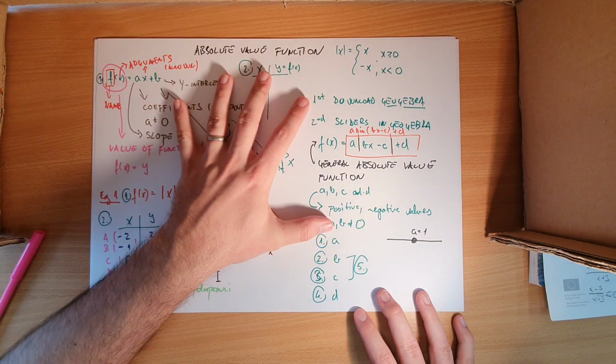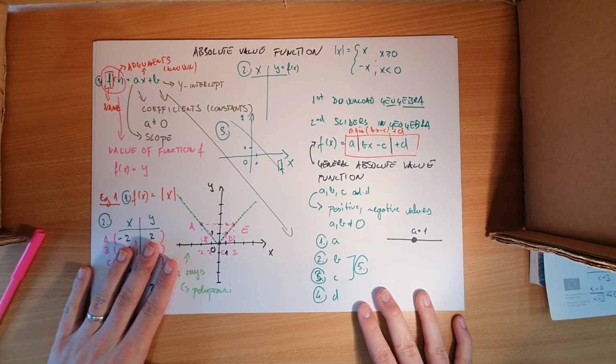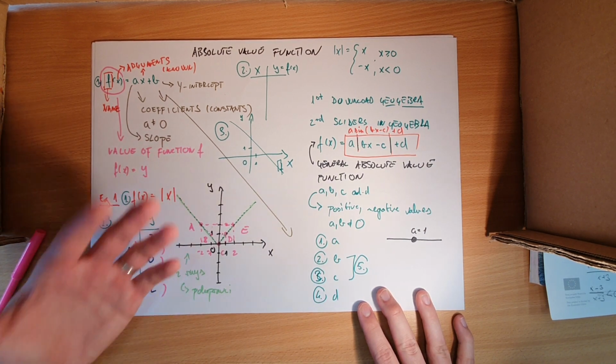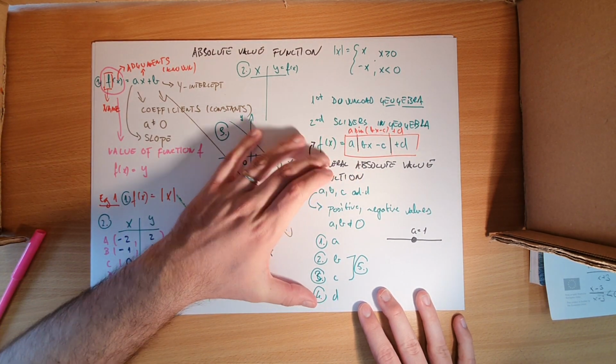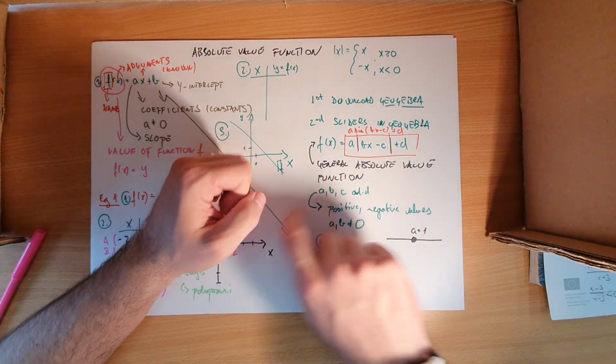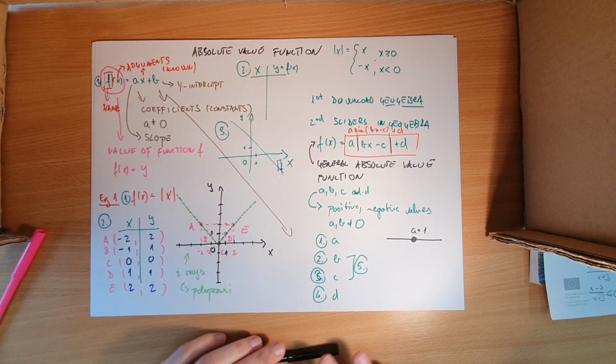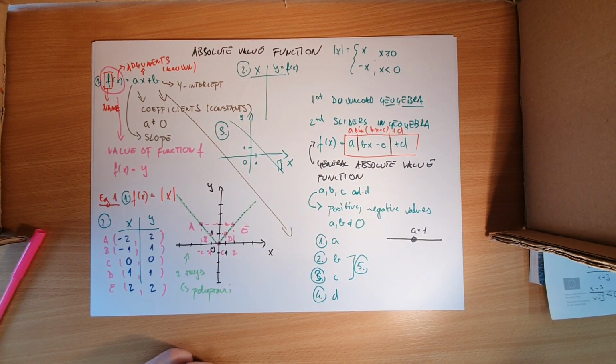So, the first lesson would be about the specific absolute value function, while the second lesson then would be figuring out how the coefficients work for the general absolute value function. And what do they do, and what do they do specifically to the graph.